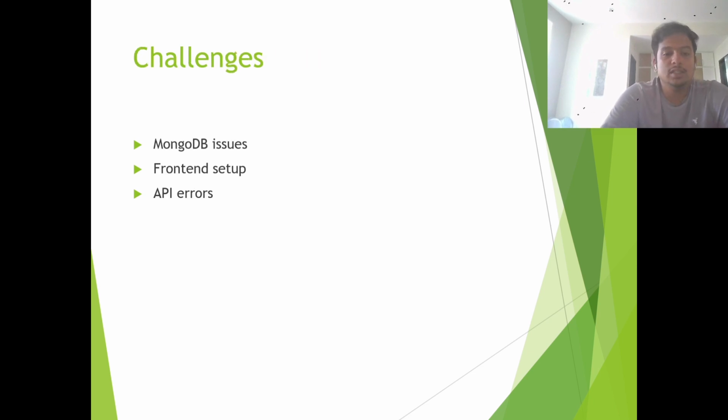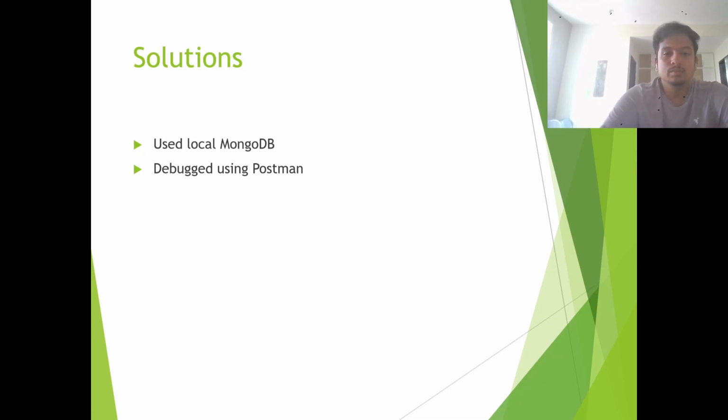So the challenges were, I faced issues with MongoDB connection, API errors, and front-end setup. There were also problems with image handling. And the solution: I resolved these by installing MongoDB locally, fixing environment variables, and debugging using Postman, the console, and so on.